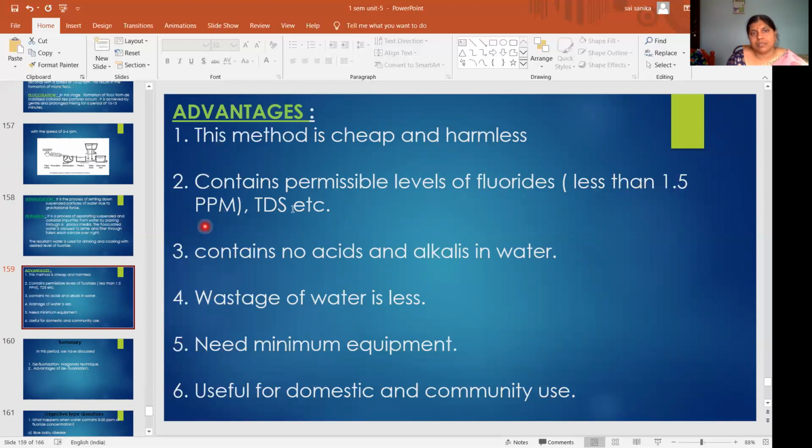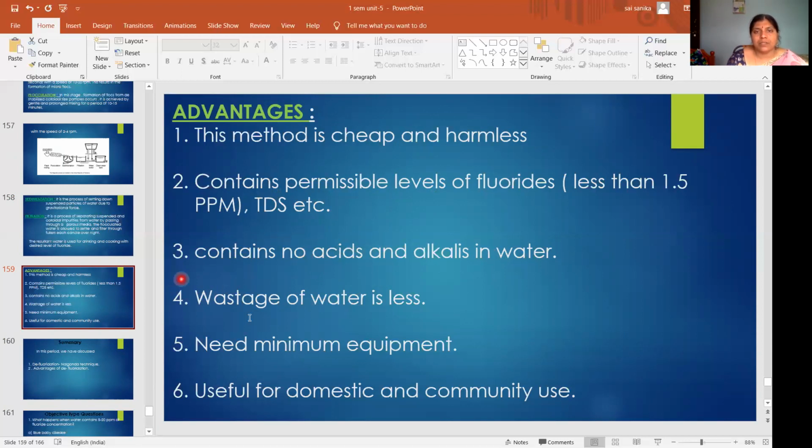By doing this Nalgonda technique, we will get this much ppm fluorides, and total dissolved salts also. It contains only permissible levels of TDS, that is total dissolved salts. It contains no acids and alkalis in water. There is no acid, there is no base in water. And wastage of water is very less here.